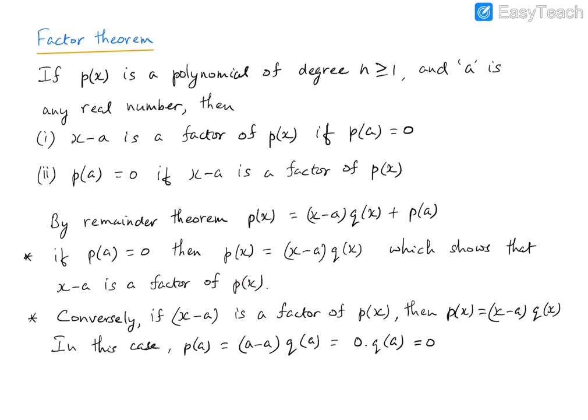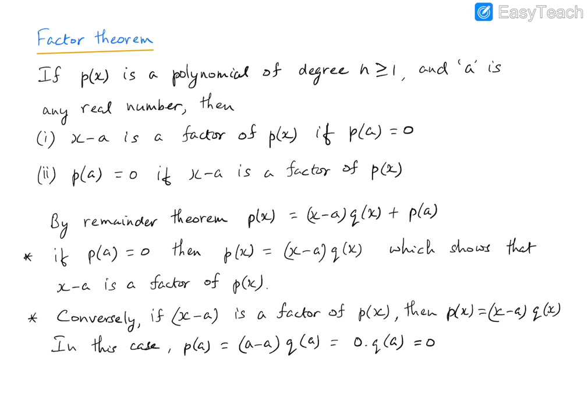Or conversely, if x minus a is a factor of P of x, then P of x should evaluate to 0 at a, with a remainder of 0. So when we substitute x equal to a in the polynomial, we get a minus a times Q of a, and a minus a is 0, and 0 times anything is 0. So therefore we clearly see that x minus a is indeed a factor. Or in other words, if x minus a is a factor of the polynomial, then the remainder is 0. So P of a is 0.